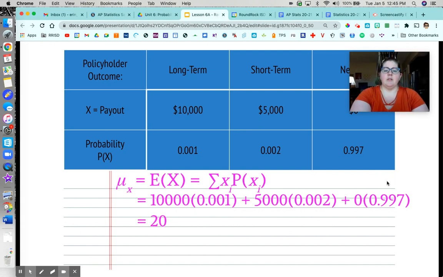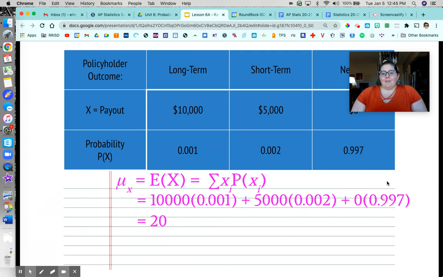So in other words, on average, the insurance company can expect to pay out $20 per person. Does that mean every single person who has an insurance policy is going to get $20? No, that's not how that works. When you buy an insurance policy, they don't turn around and just give you $20.